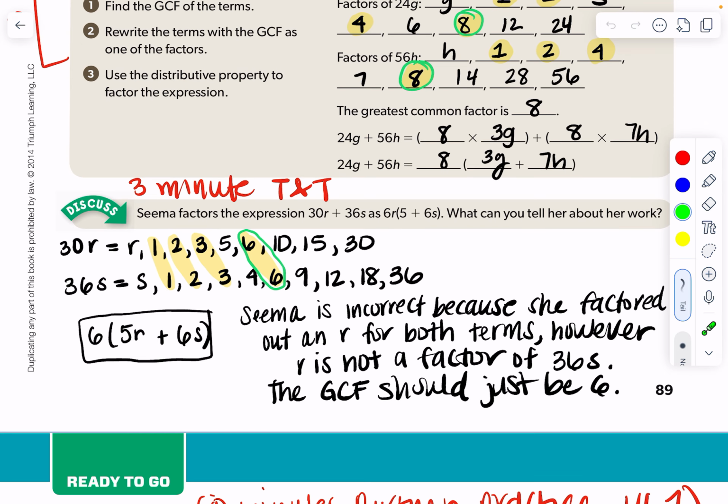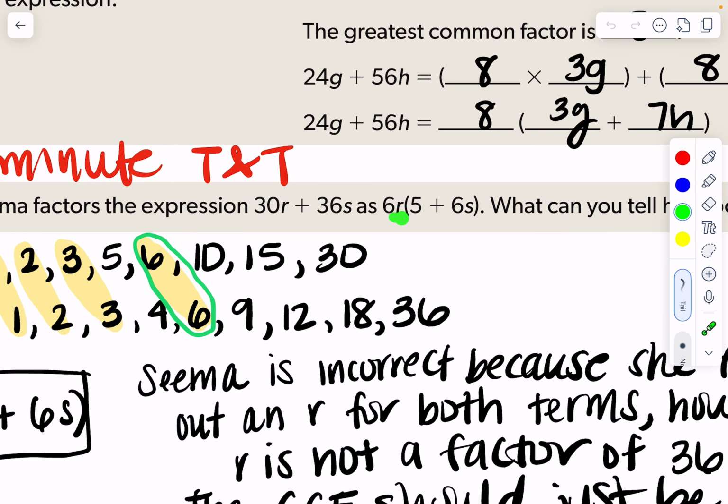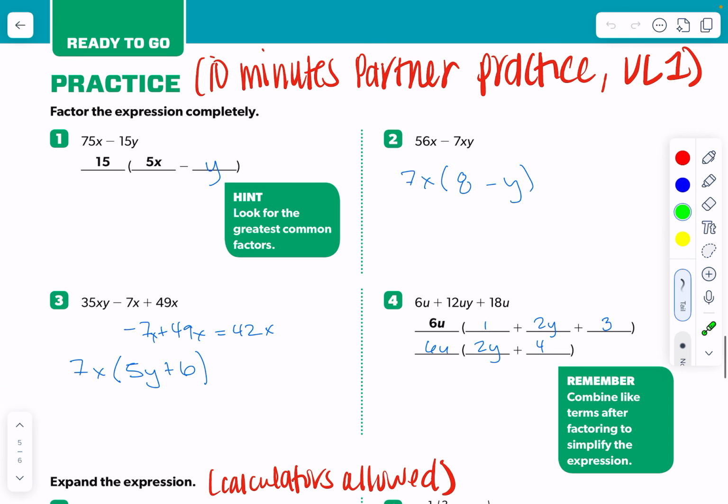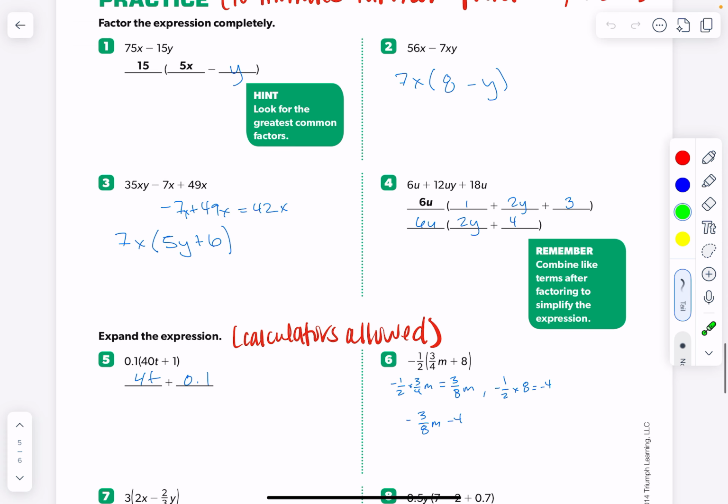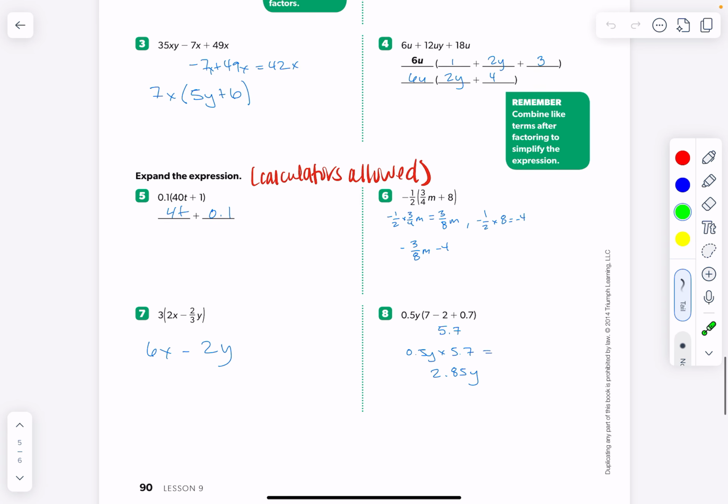Then we'll launch students into a 3-minute turn and talk where they are focused on some error analysis. We want to know whether Seema factored this expression correctly. And what you will find out is that Seema did not, because what she did was she factored out an R. However, in this expression, both of these terms do not have R, only the first one has R. So from there, we're going to give students about 10 minutes to work on questions 1 through 8.